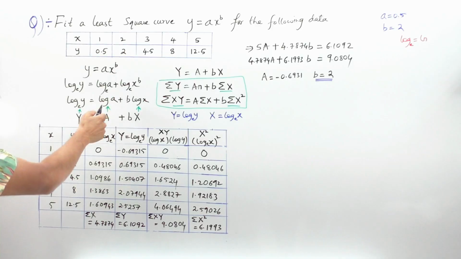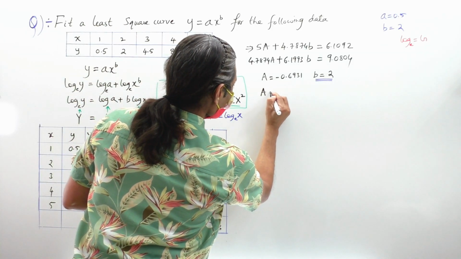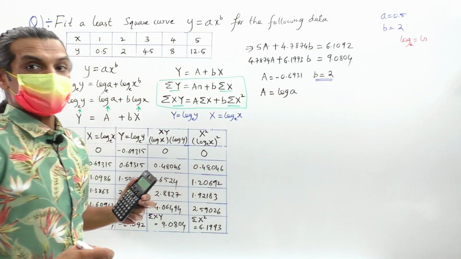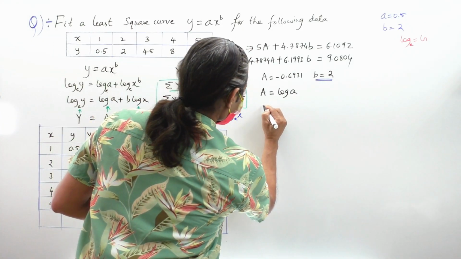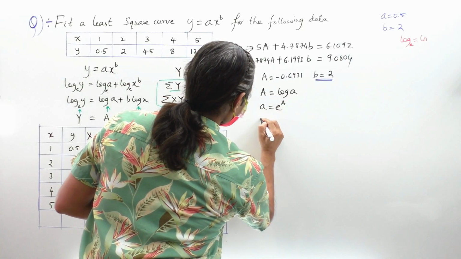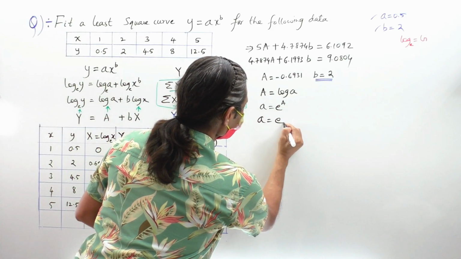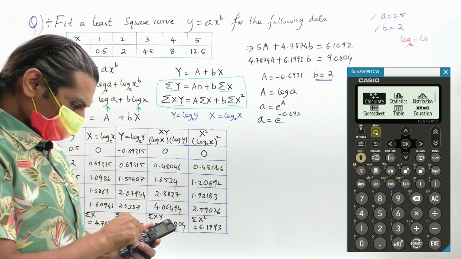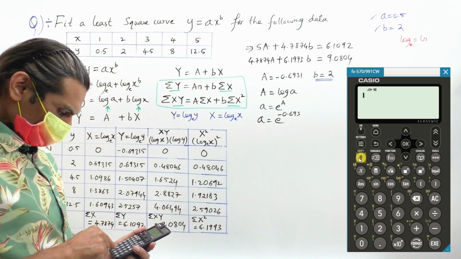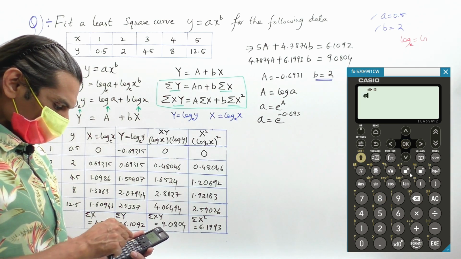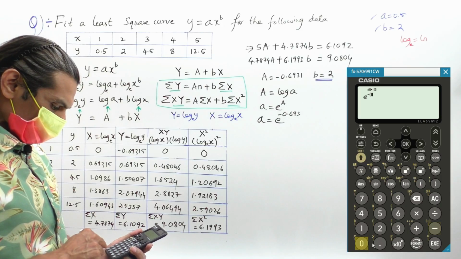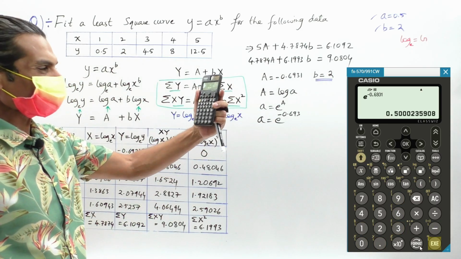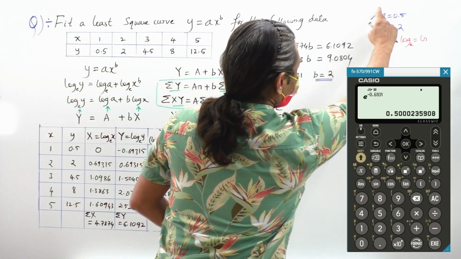Since we have taken capital A equal to log of small a, according to the anti-logarithm, small a will be e raised to capital A. So a is equal to e raised to minus 0.6931. Let us calculate it. Home, calculate, then shift e raised to power minus 0.6931 equals. That is how much? Yeah, 0.5. It is the same here.